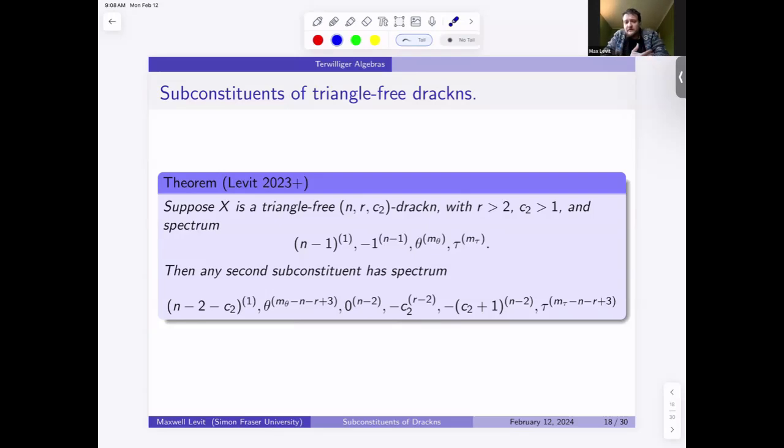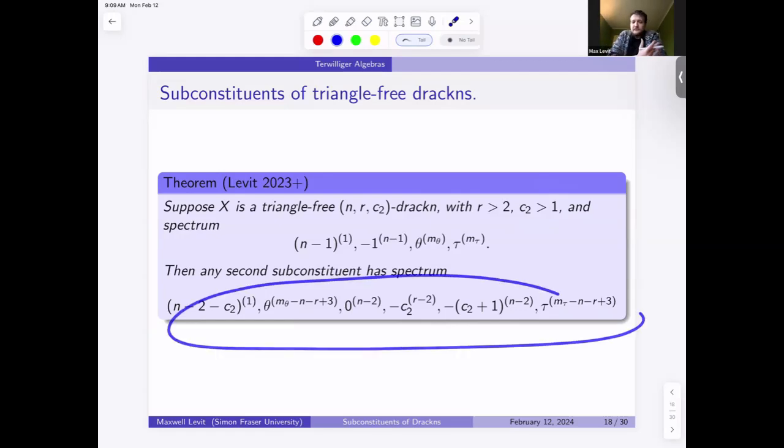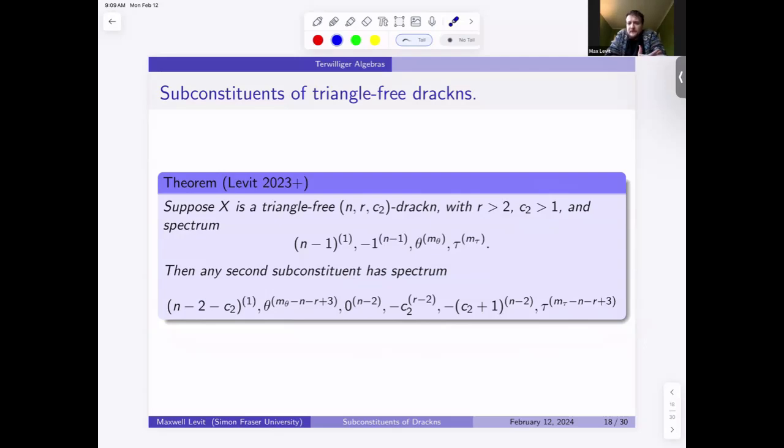And so I want to describe a bit of how that works in the remaining time, and how we get this. The other thing I want to mention is this assumption that R is greater than 2. That's just to move out of that classical case that I described at the start. In the classical case, we're just getting strongly regular graphs, with just 3 eigenvalues, because your second subconstituent is strongly regular, and you very explicitly know what those are in terms of these parameters.